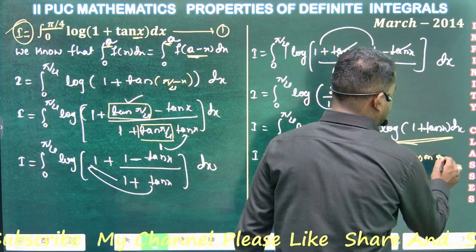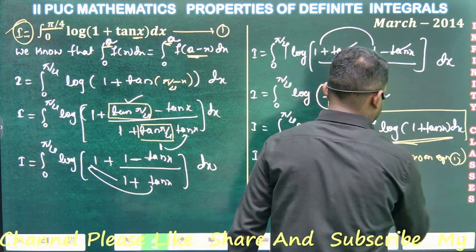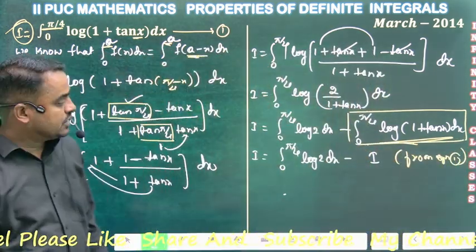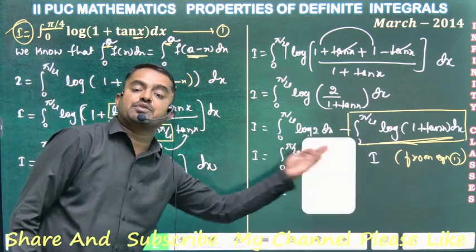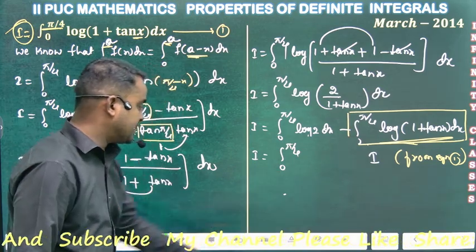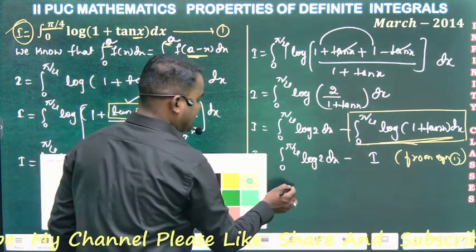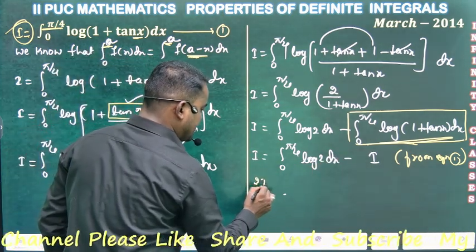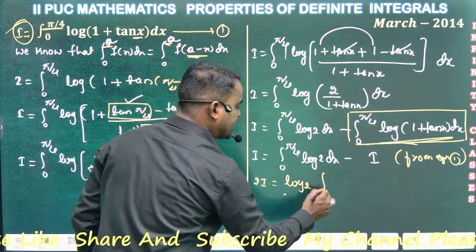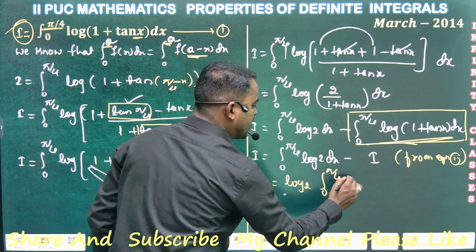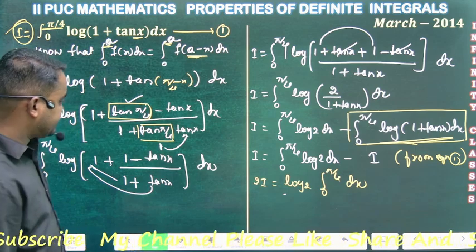From equation 1, this is replaced by what? I. That is from equation 1. So take this minus I to the left side, minus I transfers to the left side. That is I plus I, which will be 2I. Now take this log 2 outside of the integral: log 2, integration of 0 to 5 by 4 dx.